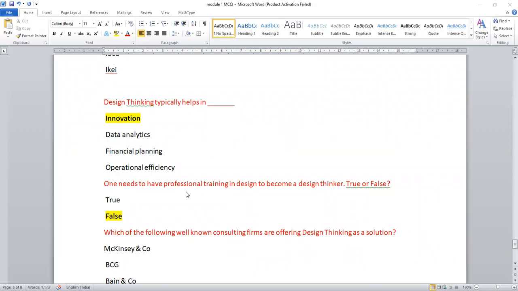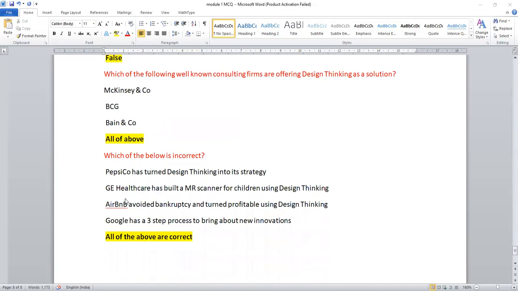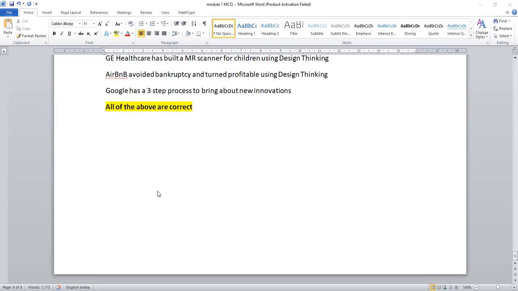One needs to have professional training in design to become a design thinker. Is it correct or not? It is false only. There is no special course needed for design thinking. It comes naturally, right? Which of the following well-known consulting firms are offering design thinking solutions? So all the companies are following design thinking solutions. Which of the below is incorrect? So read properly. From this, we can say that all the statements mentioned in the question are incorrect.